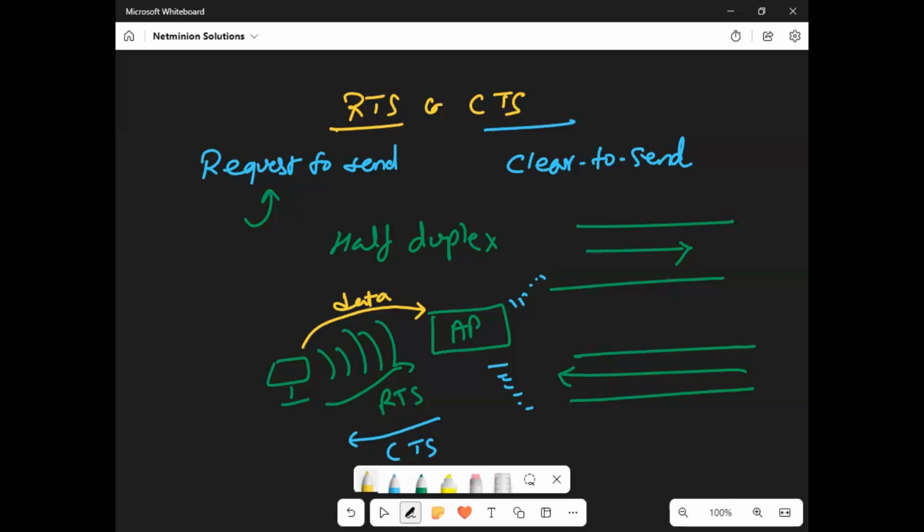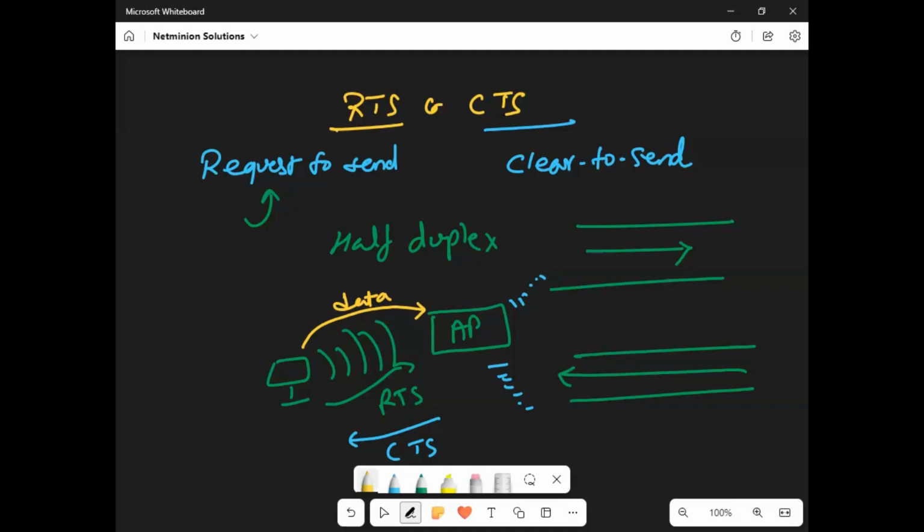So before sending the data, it will check for RTS and CTS, and then it will check if the channel is idle. If the channel is idle, then the station will transmit the data, passing the data to the access point. And that is called a delay mechanism too, because they will see if the channel is idle. The communication medium must be idle for a few milliseconds.